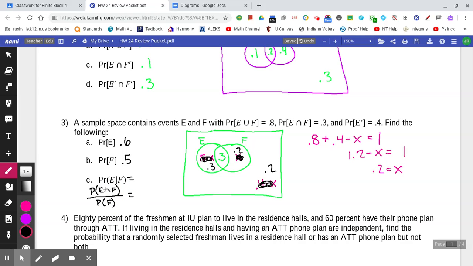So this would be equal to E and F, which is 0.3. The probability of F we just said is 0.5. So that's going to be 0.3 divided by 0.5, which is the same thing as 3 over 5. 3 over 5, which would be 0.6.